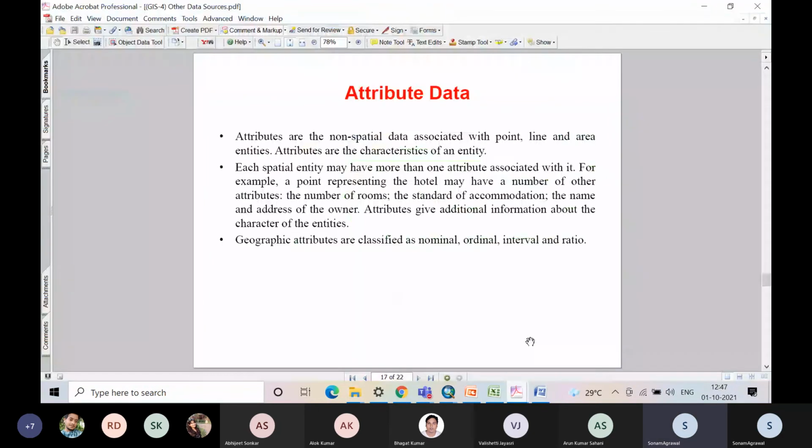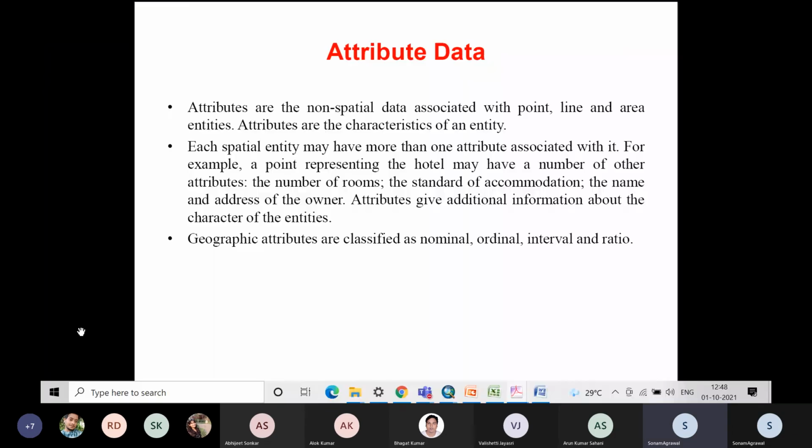So attribute data are the non-spatial data, and these data are associated with point, line and area entities. Attributes basically tell you about the characteristic of any of the entity. Broadly, we can say that the geographical attributes are of four types: nominal, ordinal, interval, and ratio. So we will see it one by one.